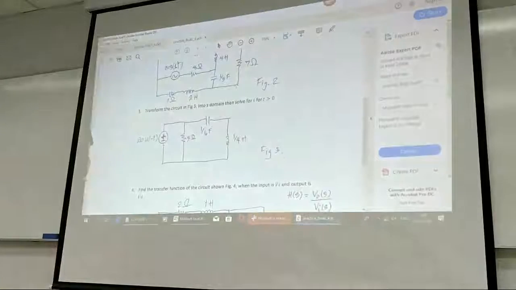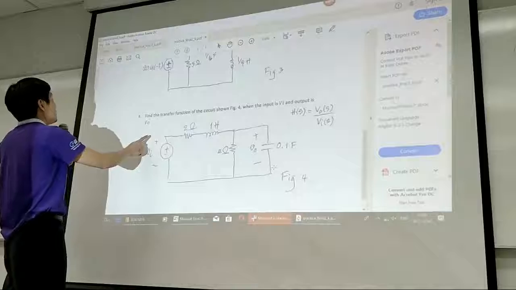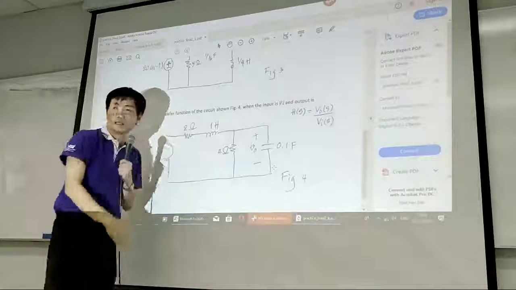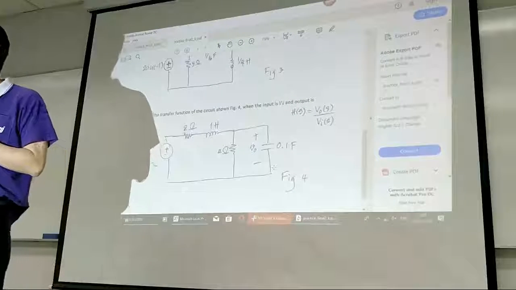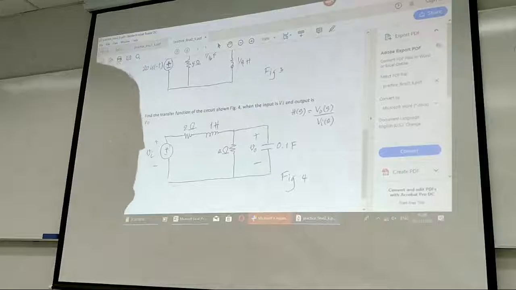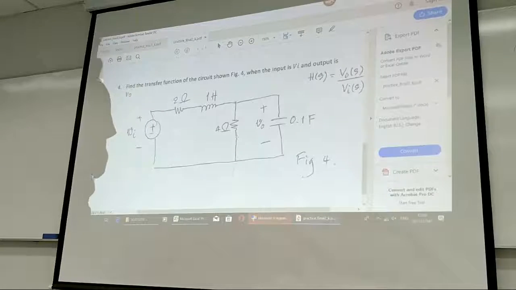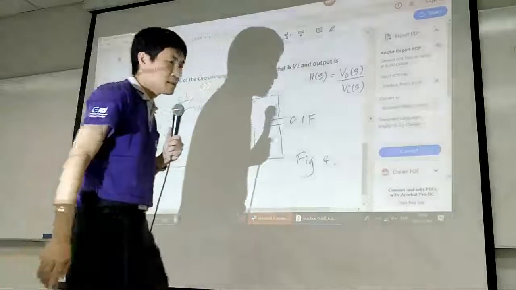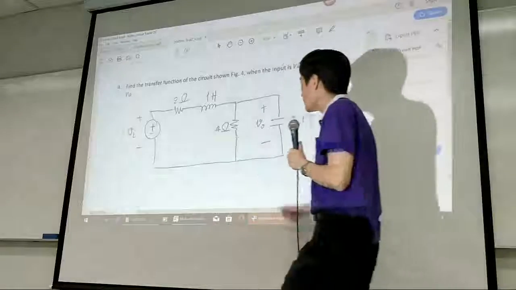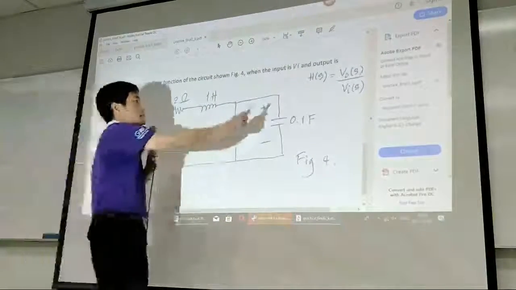Okay, this one. Number 4 of the second practice: find the transfer function of the circuit. Asking you to find transfer functions would be easier than asking you to solve something, because when you get the transfer functions, that means you're still in the S domain. This is what the transfer functions look like.